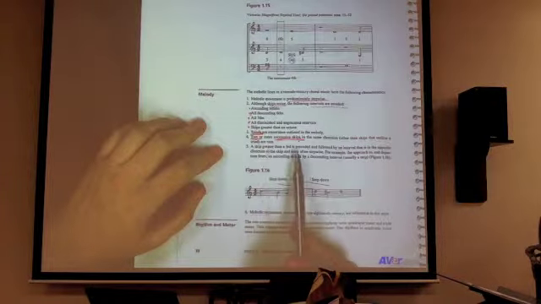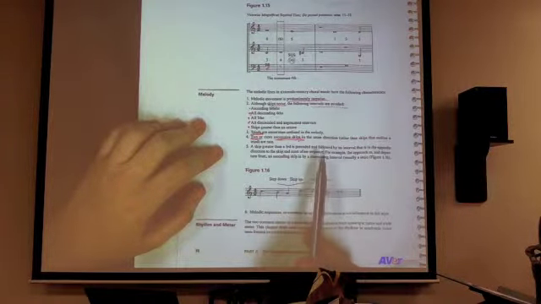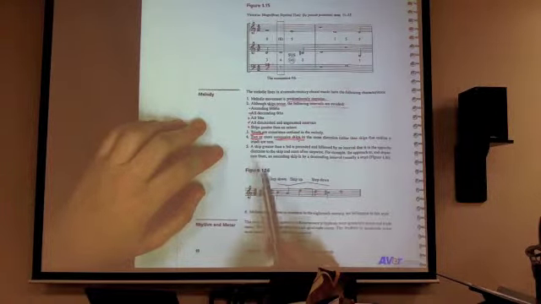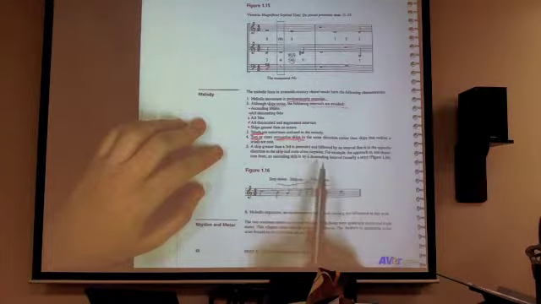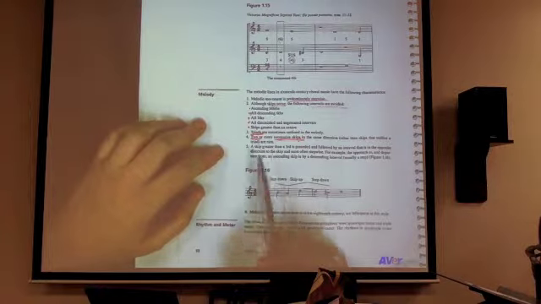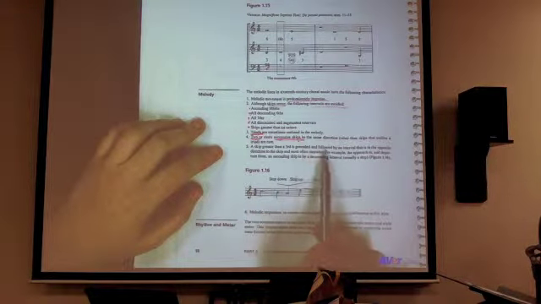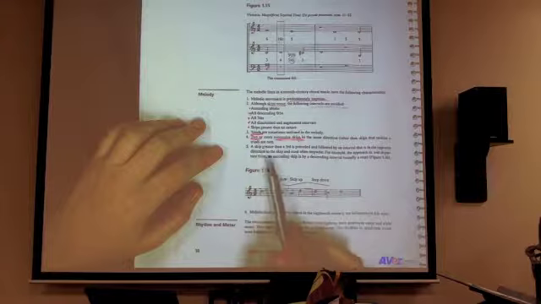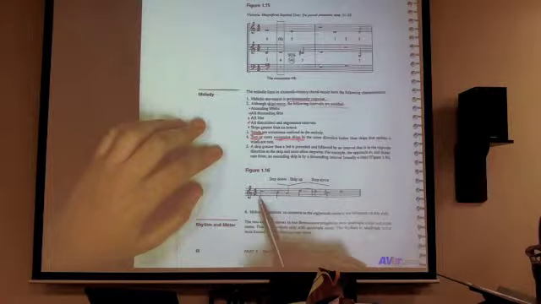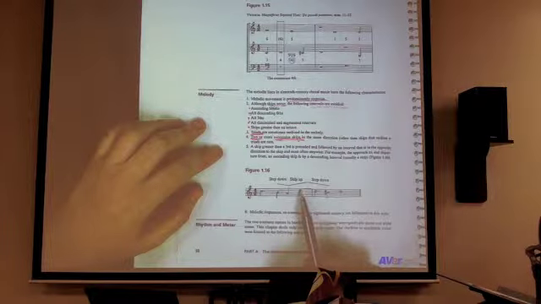A skip greater than a third usually is preceded and followed by an interval that is in the opposite direction. So if you skip up a ways, you're going to come back down. You're not going to keep going up because you're going to run out of room in your vocal range. So a skip greater than a third is preceded and followed by an interval opposite the direction of the skip, and most often stepwise. So it's going to be like a step down. So you can see here, we've got stepwise, stepwise, skipping up a fourth, and then we go stepwise down.